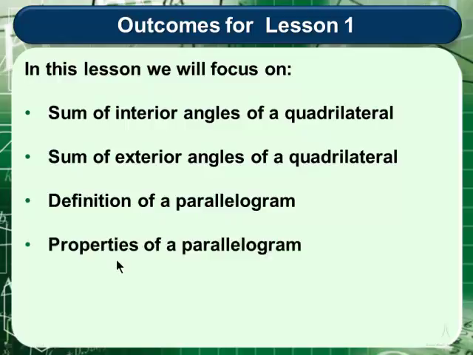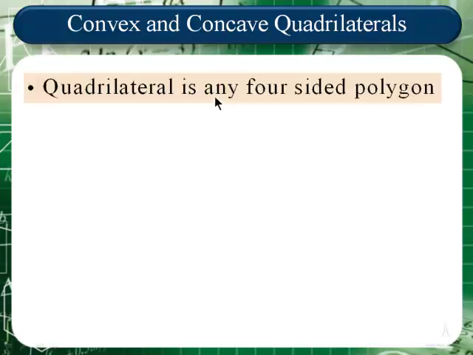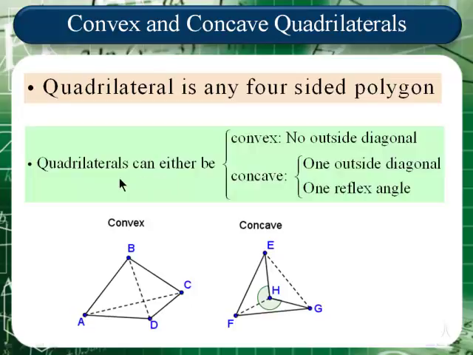A parallelogram, the properties of a parallelogram, and ways to prove that a quadrilateral is a parallelogram. We now look at the two types of quadrilaterals, namely the convex and the concave quadrilateral. Now remember, a quadrilateral is any four-sided polygon. Here we have two sketches of the convex and the concave quadrilaterals. Let us just look at the properties.